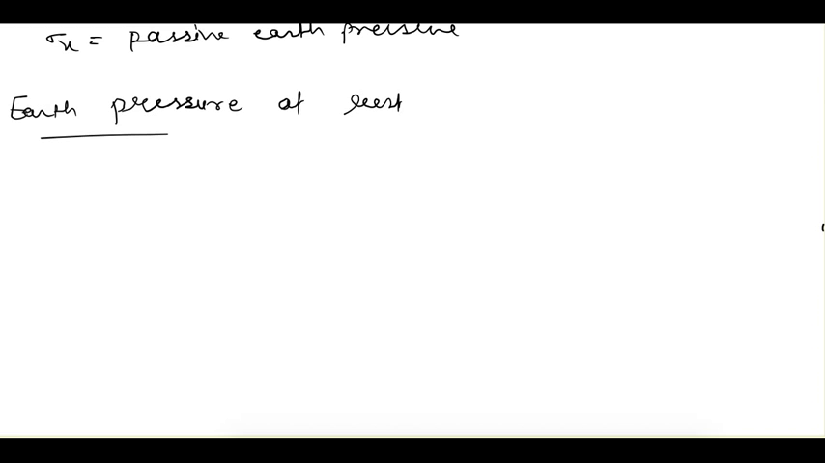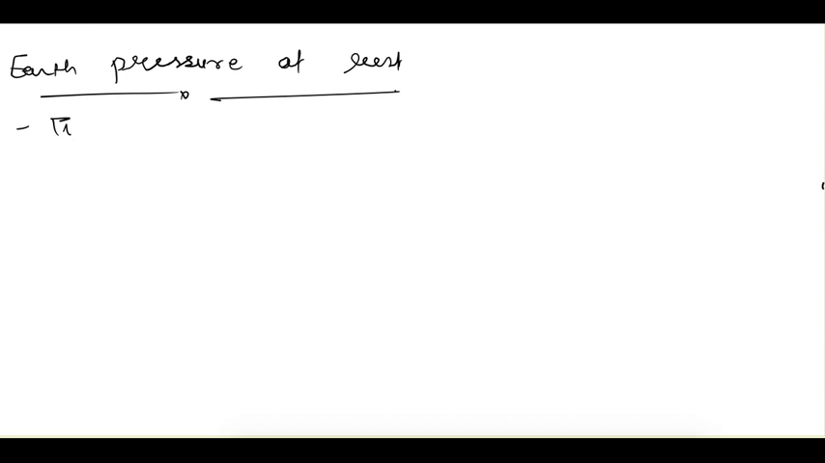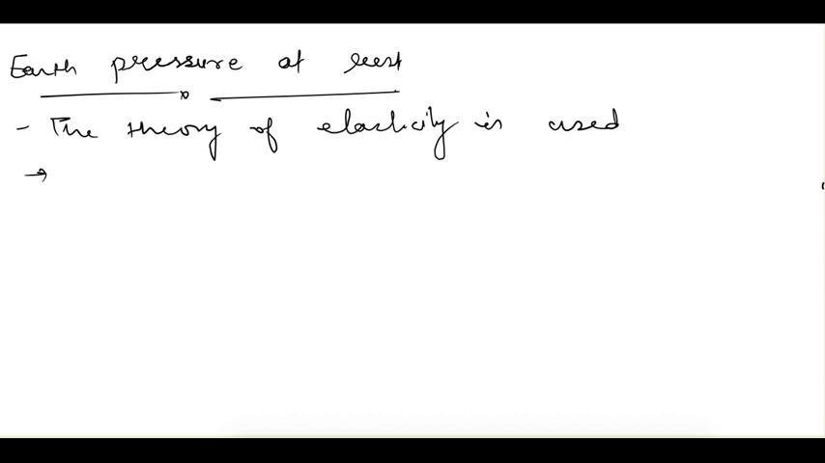So to derive the earth's pressure at rest, the theory of elasticity is used. We can use this theory because there is zero displacement in the soil, and we said that because of that, there is zero strain, or zero lateral strain.